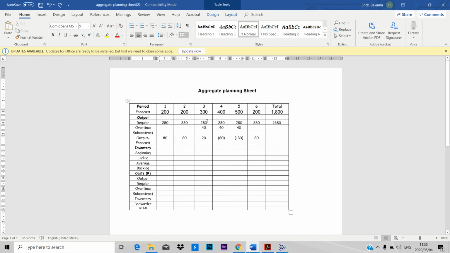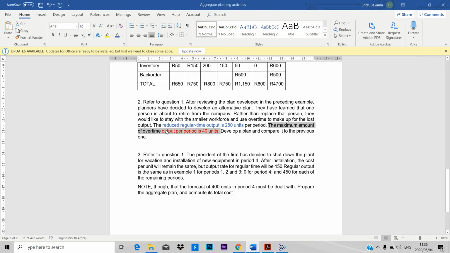But if we have a period whereby the forecast, the regular time, is lower than the output, in that case you use an overtime. This is what is happening with periods 3, 4, and 5. You find out that in this case the regular time is 280 while the demand is 300. So why did we use 40? Because this is what was said here, that the output per period was 40.